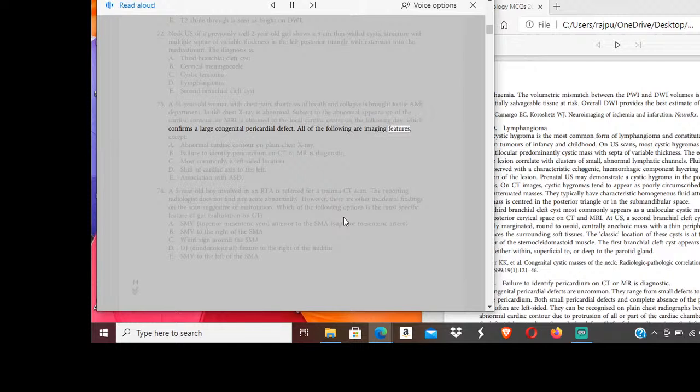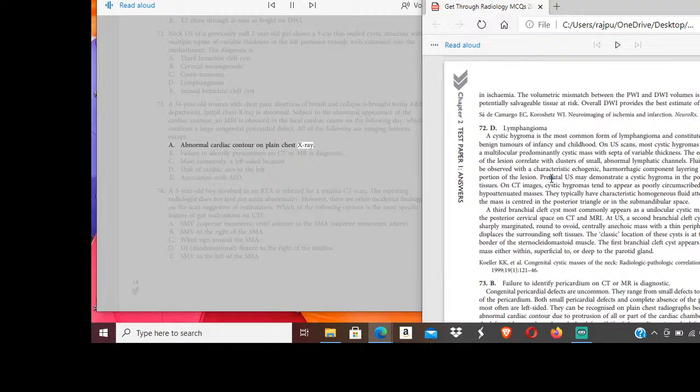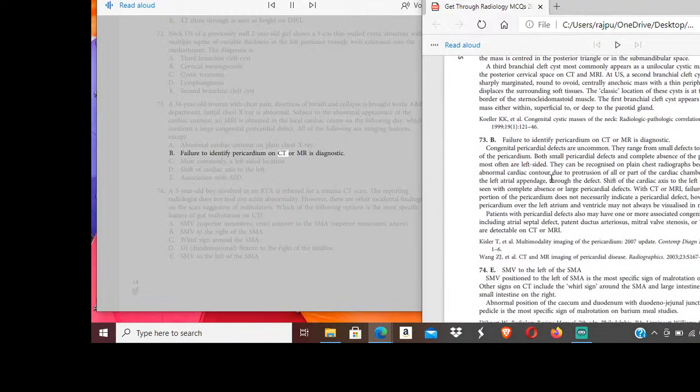All of the following are imaging features except: A. Abnormal cardiac contour on plain chest X-ray. B. Failure to identify pericardium on CT or MR is diagnostic. C. Most commonly, a left-sided location. D. Shift of cardiac axis to the left. E. Association with ASD.